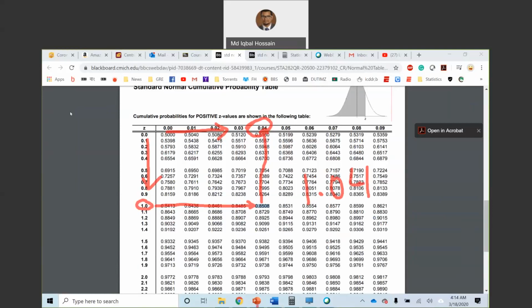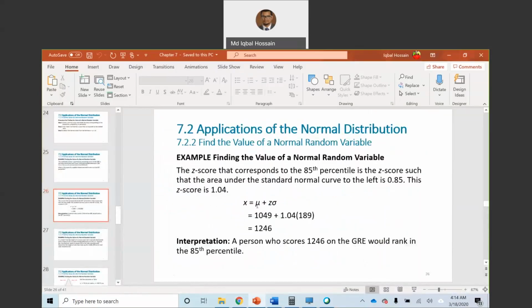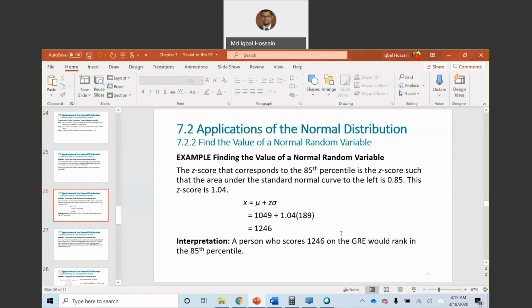So that's why we are taking 1.04. Now go to the slides again. Here you can see we are using this formula to find out the value. Now we have the z value, which is 1.04 for that area. That was our area, and this is our z value for this area. We found the area, and now we are using the formula and we have this as our x value. So we interpret it this way: a person who scored 1.1246 on the GRE would rank in the 85th percentile. That is how we are interpreting this.